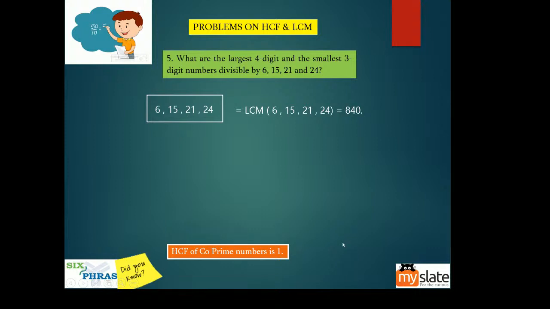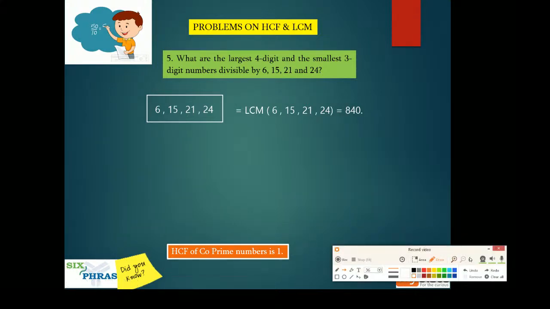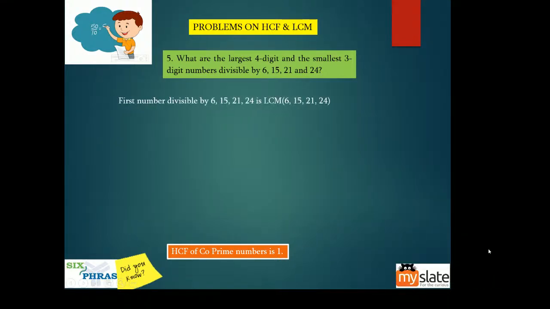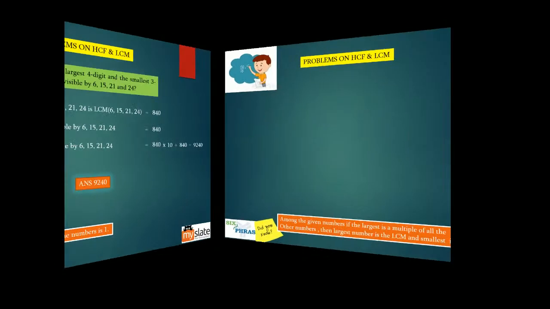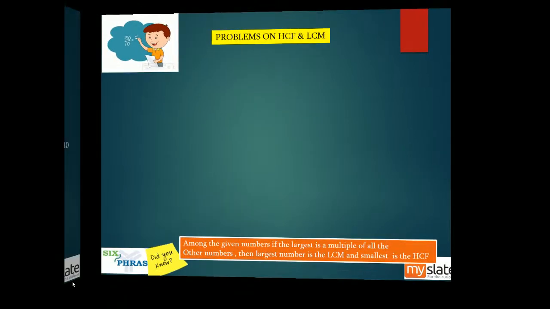Okay, so we'll look at the answers for this. You can see the first number divisible by all these is 840. Like I told you, the smallest 3 digit number will be 840. The largest 4 digit number will be 840 into 10, which is 8,400, very close to 9,000, and that is simple to calculate. Then 11 into LCM is 9240. If you add 840 to 9240, it will become a 5 digit number. So the largest 4 digit number is 9240, and the smallest 3 digit number is 840.